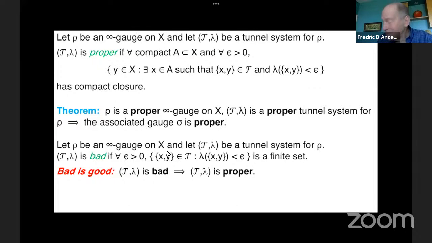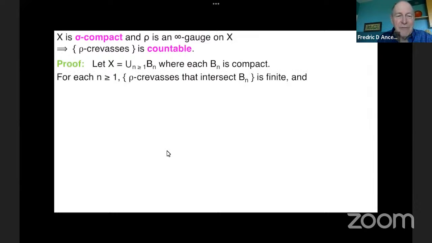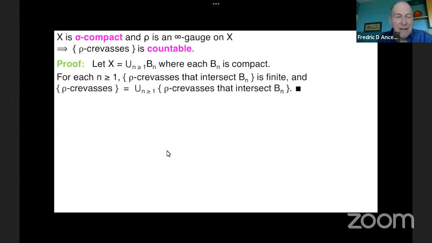And so it turns out that if your space is sigma compact and you have an infinity gauge, then the set of crevasses is countable. I wrote down a proof, but it's fairly straightforward. If you break your space up into compacta, the number of crevasses that can hit a given compactum is finite because it forms an open cover of the compactum, and then the set of all crevasses is just the union of these finite sets, so it's countable.